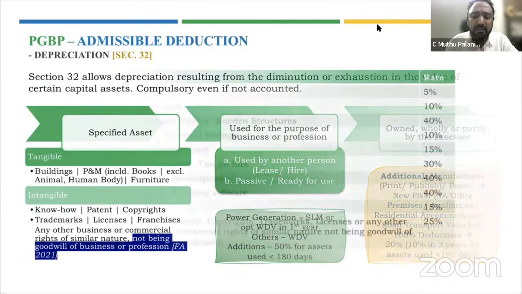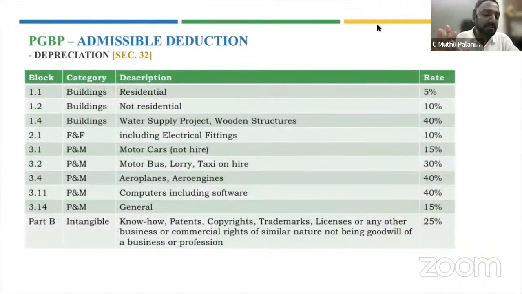We'll understand some of the key depreciation rates. I'm not going to give you the entire thing. These are very critical. So for example, if it's building, residential is 5%, non-residential is 10%. Anything related to water, the building structures, it is 40%. Furniture and fittings, including electrical fittings, is 10%. Plant and machineries, you have so many categories: motor car, which is not on hire, which is on hire, and then you have airplanes and other things.